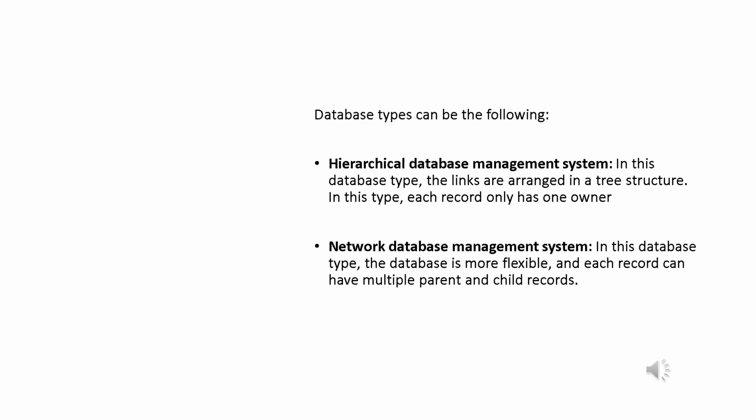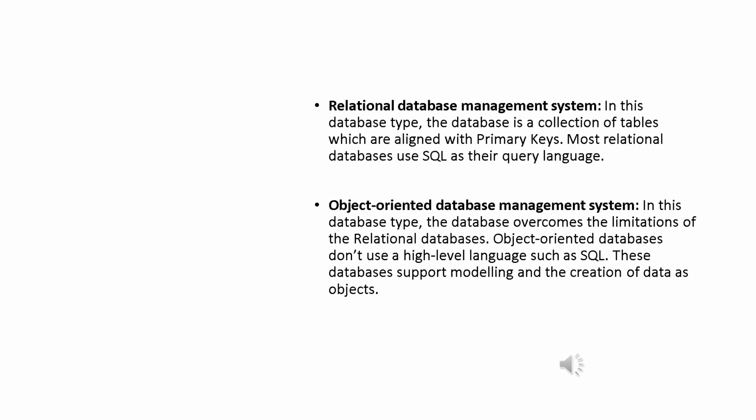Database types can be the following: Hierarchical database management system. In this database type, the links are arranged in a tree structure. In this type, each record only has one owner. Network database management system. In this database type, the network is more flexible and each record can have multiple parent and child records. Relational database management system. In this database type, the database is a collection of tables which are aligned with primary keys. Most relational databases use SQL as a query language.